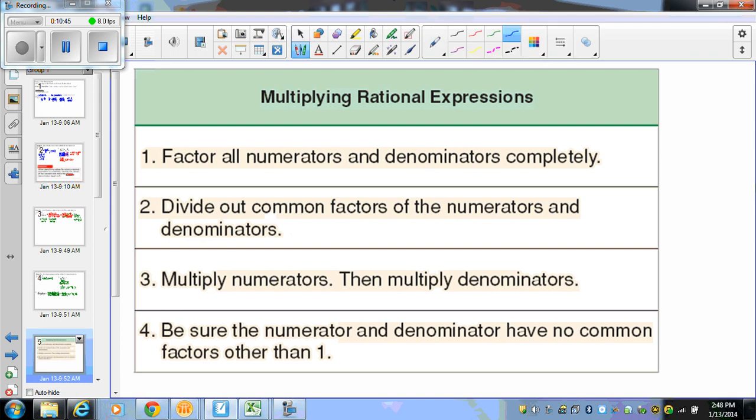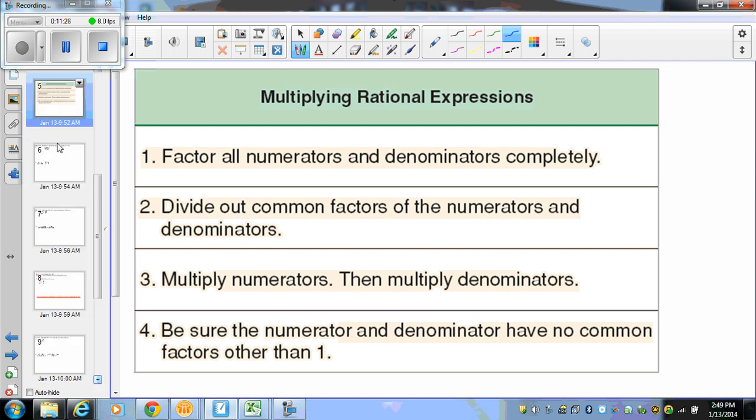The first thing that you would want to do is to take all of your expressions and factor the numerators and the denominators completely. Then, out of all of those common factors in all the numerators and all the denominators, you cancel out the common factors. That means that if you have a factor in the numerator and in the denominator, they can be canceled, not 2 in the numerator or 2 in the denominator. Then, you multiply your numerators together, multiply your denominators together, and then double check that those final numerators and denominators have no common factors other than obviously 1.